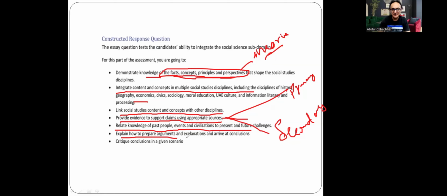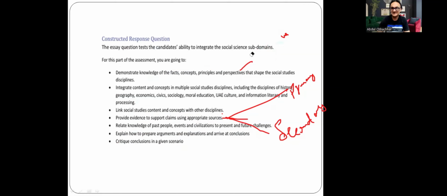How to prepare arguments and explanations to arrive at a conclusion. There should be a conclusion to your lesson plan. What common thing we do is conduct an exit ticket, right? Or any kind of similar activity. Then critique the conclusion. You have to criticize it. There should be critical thinking about what has been done, in both perspectives, the strengths as well as the weak points. So this is the first thing that we need for the lesson plan.